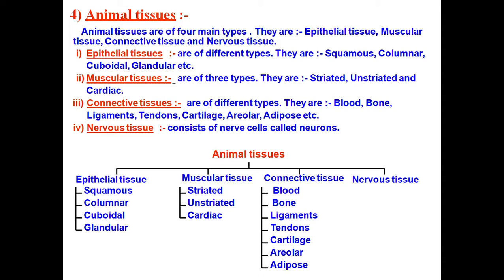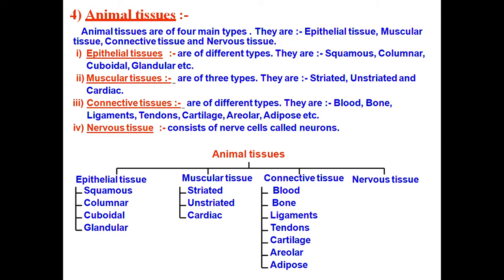Also, the animals can move from one place to another. Most of the tissues in animals' body are living, and in plants, because they are stationary at a place, most of the tissues in their body are dead tissues. Now animals have four main types of tissues. These are epithelial, muscular, connective, and nervous tissues.